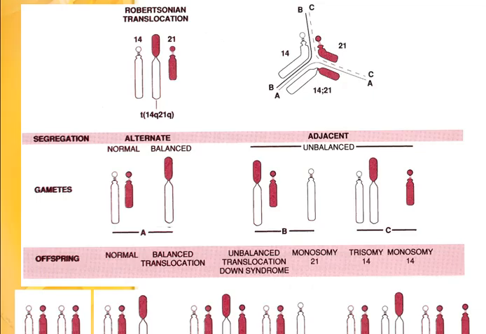So what is the real problem? Well, when we have a Robertsonian translocation, when we're lining up for synapsis during meiosis, it's not that easy to do. So the 14s line up, and the 21 tries to line up on the other side of this 21. Now, if the 14-21 goes to one side, and the 14 and the 21 go to the other, then we either get normal gametes or a balanced carrier.